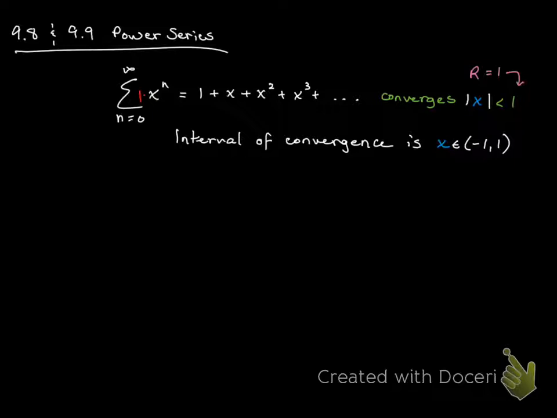Again, I don't really need to check the endpoints here because if x is -1, I have -1 to the n, and that's just alternating forever. It diverges. Nothing exciting happens there. And when x is 1, I have 1 to the n. That's just adding 1 over and over and over again. That, of course, diverges as well.